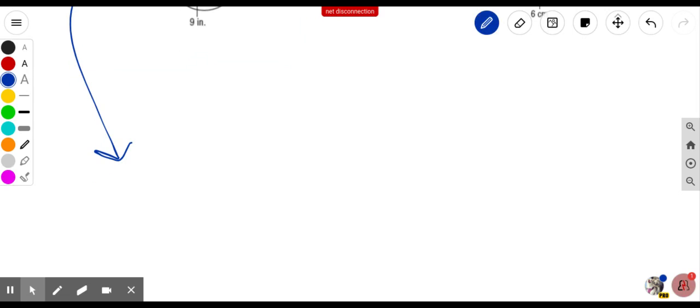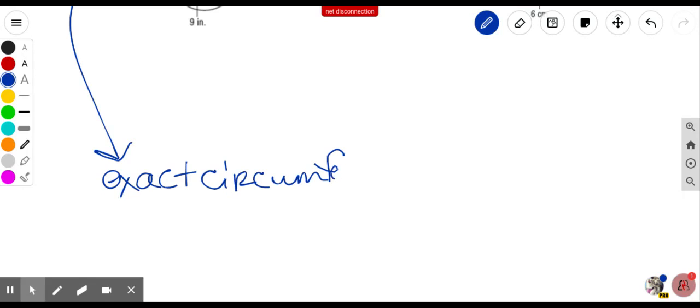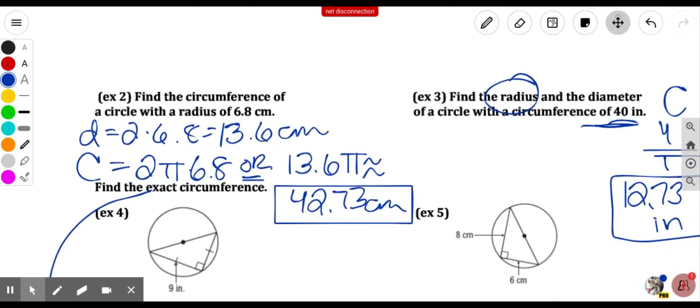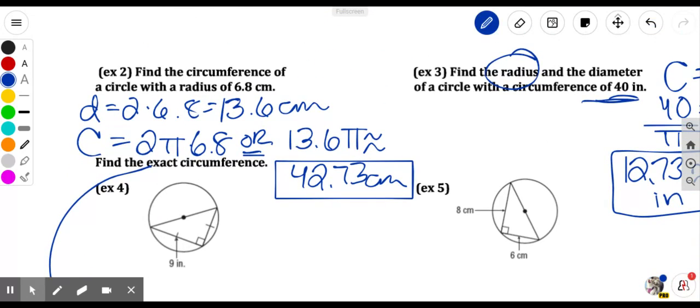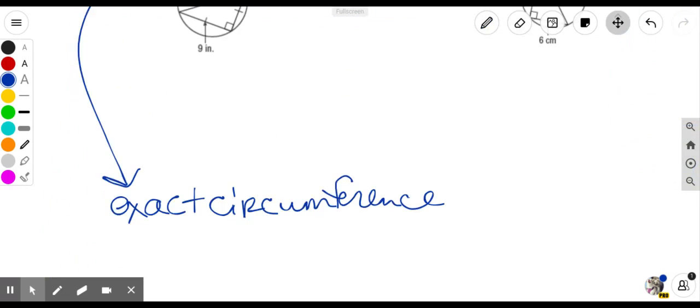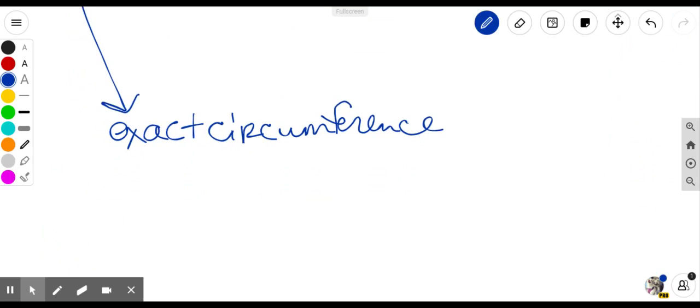basically what we mean by, and if I ask you for the exact circumference, we don't want to put it in the calculator. So basically up here, notice on example 2, this was an approximation right here. We rounded. So exact circumference, we want it in terms of pi is what it's called. And so that just means that your answer will have a pi symbol in it. You're not going to ever multiply it through.